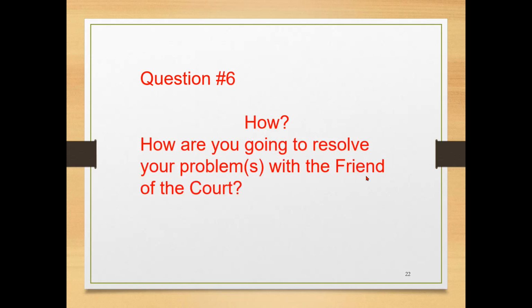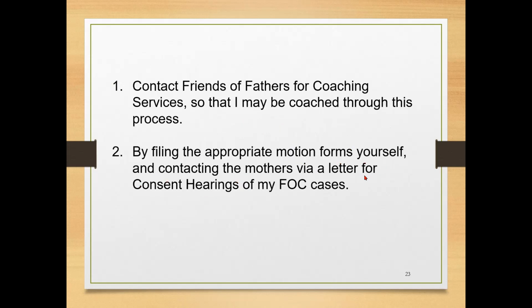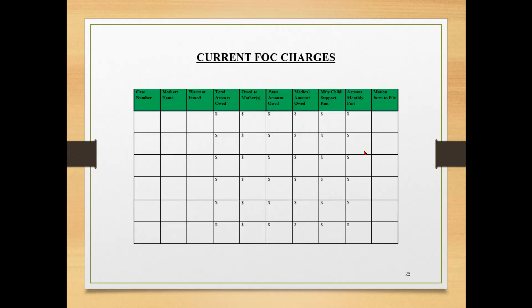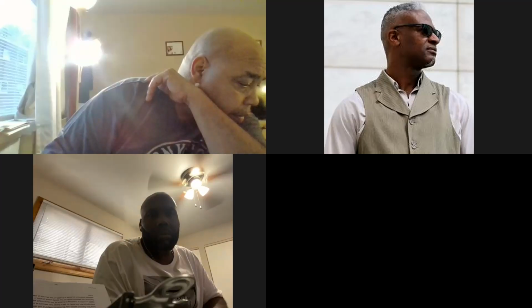Well, how are you going to resolve the issue? Well, that's what we're going to do tonight. First of all, you're going to contact Friends of Fathers. We're already doing that. And we're going to talk about filing the appropriate motion. When you do this, you'll be in a position of reducing your monthly arrears payments, probably eliminating some of your arrears. And that's what I really want to do for all of us who can go through that today. Okay. So let me stop that part and let's get down to the nitty gritty.